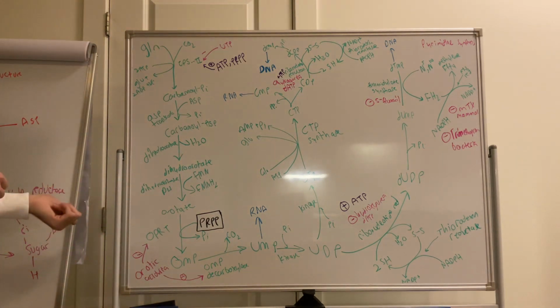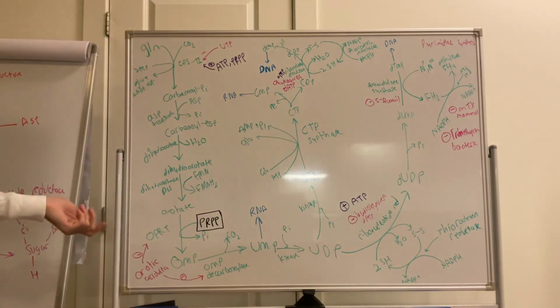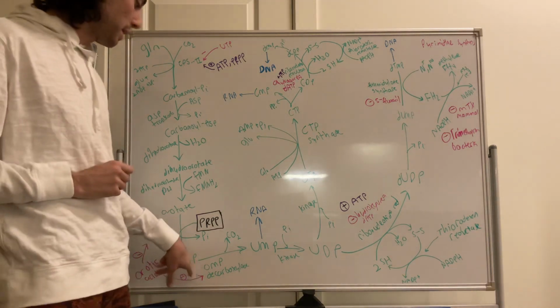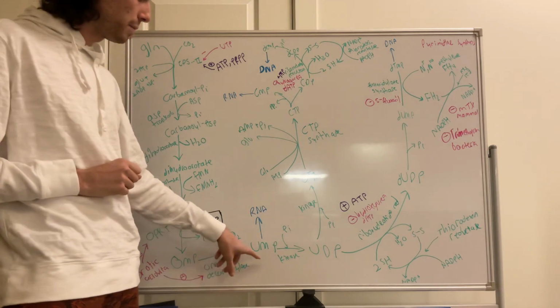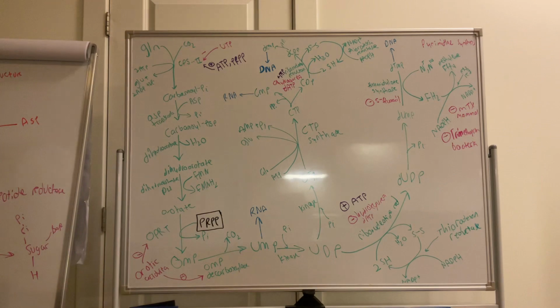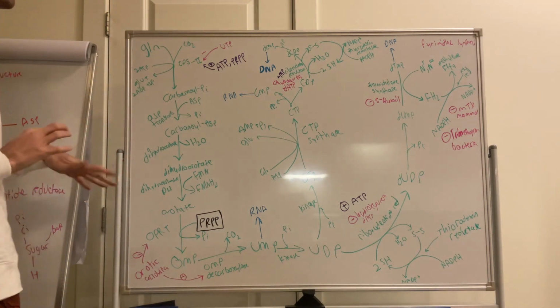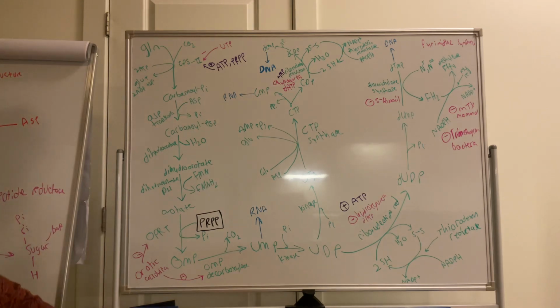The next mechanism is actually going to remove a CO2, using an OMP decarboxylase, and that's going to turn it into UMP, which is really important. So basically what we're doing is we're just swapping things around, doing some dehydrogenase reactions, removing some water.